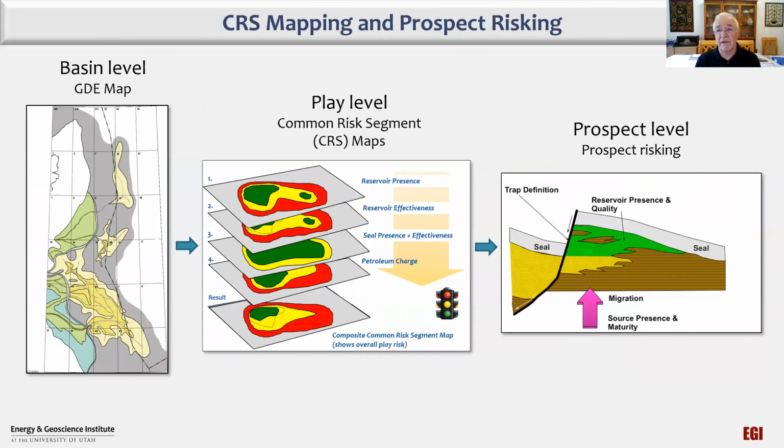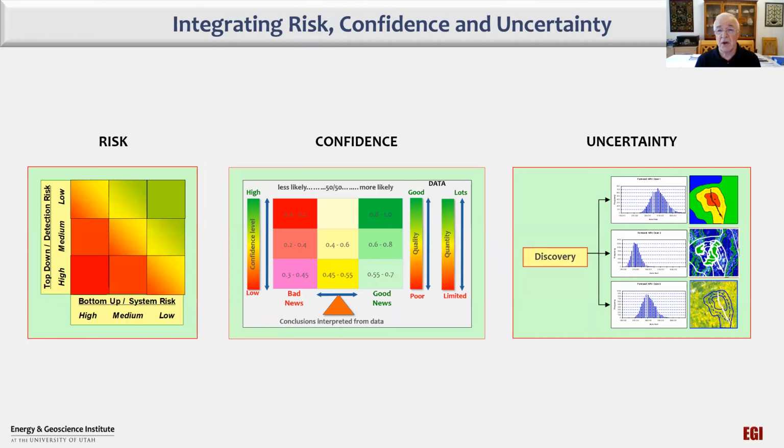Then, we look at the development and amalgamation of common risk segment maps, discussing what they mean and how they should be used. After that, it's down to the nitty-gritty of prospect risking, a big subject that includes how to minimize subjectivity, how to encourage consistency, and how to avoid the many potential pitfalls. We'll stress the value of integration in prospect analysis, bringing together risk, confidence, and uncertainty in resource estimation to develop a holistic evaluation of our prospects.